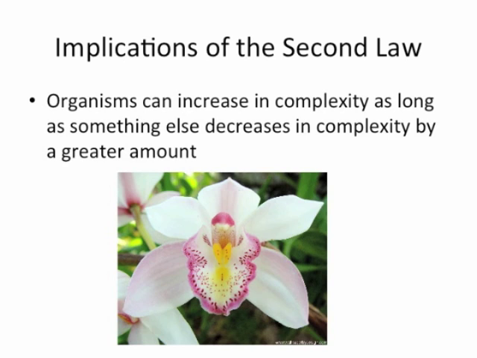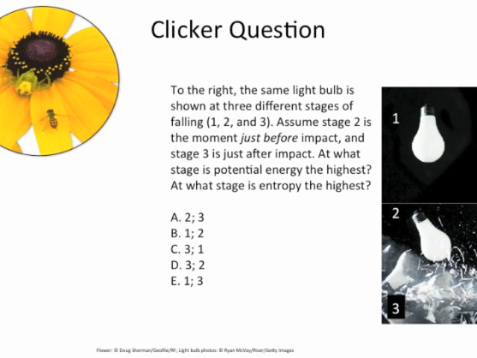That's enough for that. Okay, so here's another question that kind of gets at this a little bit. So over here, there's 1, 2, 3 states of this light bulb. Assume that this is kind of right before impact, and this is right after impact, which it wouldn't be the other way around, right? At which stage is potential energy, 1, 2, or 3, the highest? And then second, at which stage is entropy the highest? So can you see all these numbers?